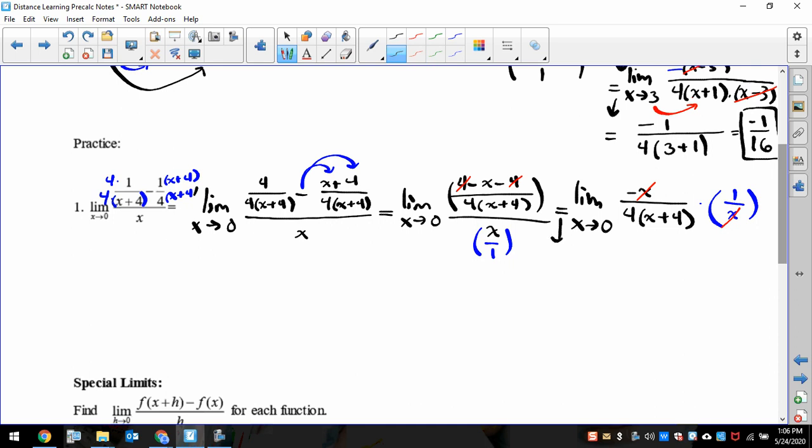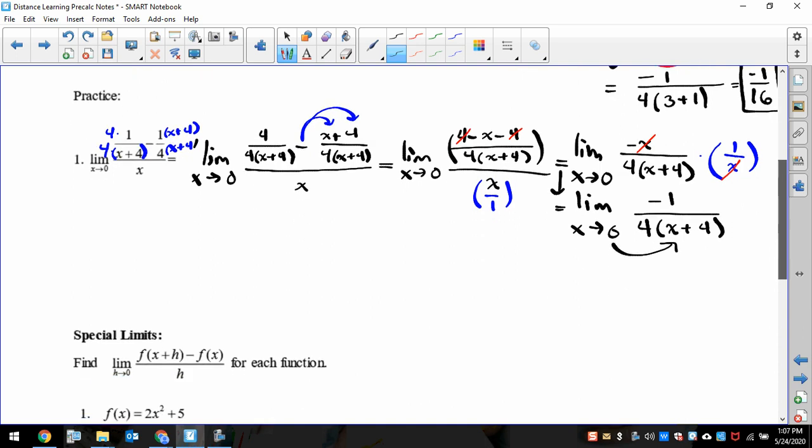So let's just go ahead and write the whole limit one last time before we evaluate. You could evaluate in this step right here if you want, but I'll simplify it first. And now let's try to plug in. So we'll try to plug in that 0. And we're going to get a very similar answer to the last problem. Negative 1 over 4 times 0 plus 4, which is negative 1/16.